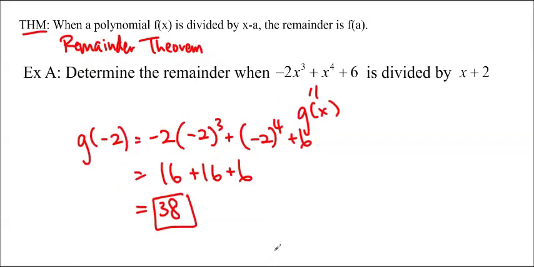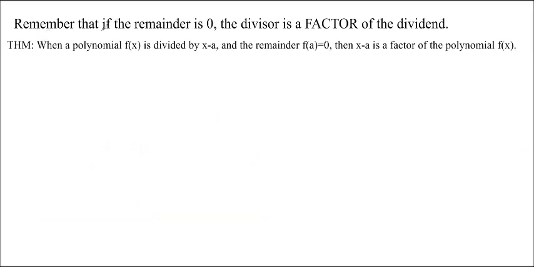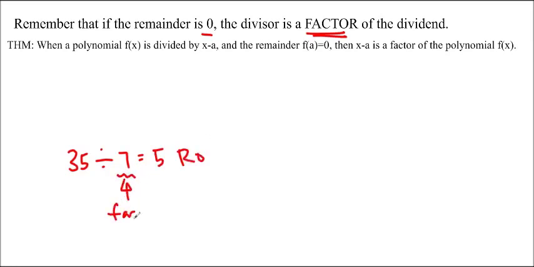So while we do like this theorem and it's much more efficient than the long division, it's actually the most useful because of a corollary that arises from this theorem. A corollary is something that's attached to that theorem, and it's based on this idea. Remember that if the remainder is 0, the divisor is a factor of the dividend, as in, if you have 35 divided by 7 and the answer is 5, remainder 0, that means that 7 is a factor of 35, right? So that's what the theorem says.